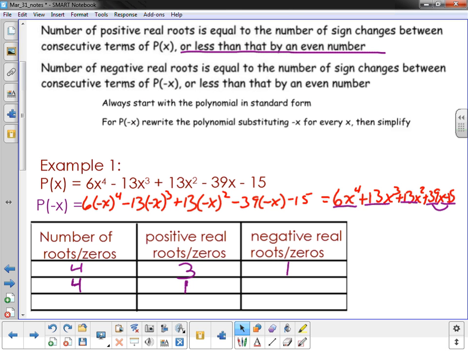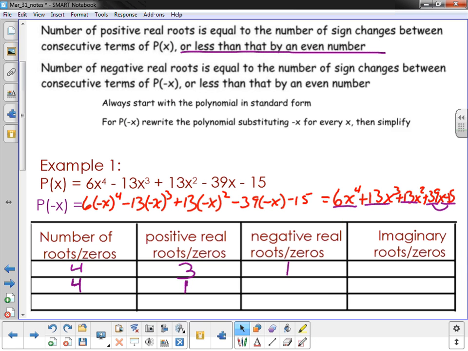But according to the fundamental theorem of algebra, the number of roots could be complex. So it means I could have imaginary roots. So here's the way this works. I can calculate the number of imaginaries based off of what I've already known. I know I have the option of 3 positive reals and 1 negative real root, and together they would account for all 4 of my roots. So if I start with my left-hand column here, my 4, and I subtract 3, and I subtract the 1, I get 0. So it says I could have 0 imaginary roots.